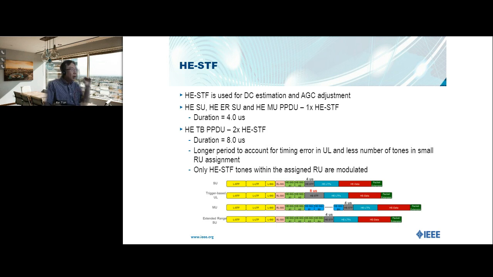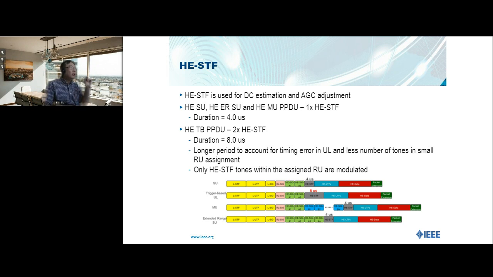So HE-STF. We have the legacy LTF for packet acquisition. Now, once we're switching from data to preamble, sometimes because of beam search or this kind of thing, the power will change, for beamforming or MU-MIMO precoding. So we need to have another STF to condition the AGC and do another DC estimation, okay?